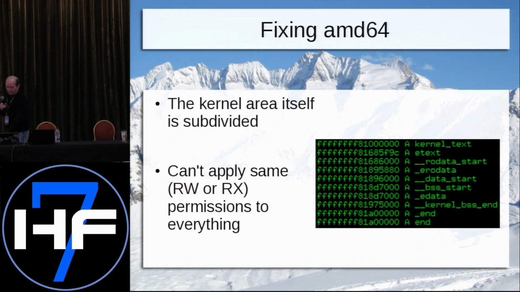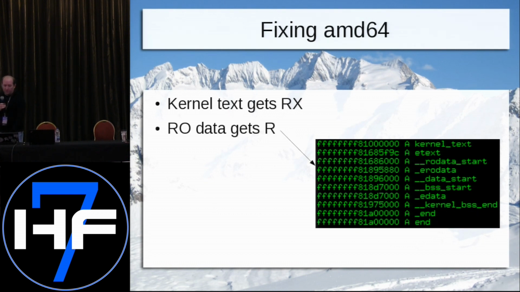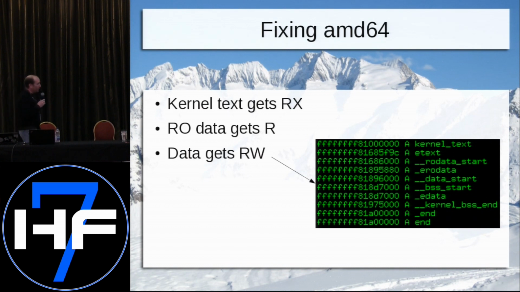So at the top, kernel text is going to get treated as readable and executable. There's no need for the OpenBSD kernel to write to its own code. The OpenBSD kernel does not do self-modifying code. So the text, which is the code, gets readable and executable permissions. Read-only data, obviously, gets read-only permissions. Not executable, not writable. Data, obviously, gets read-write, but not execute. There's no reason for the OpenBSD kernel to be executing data. That's a bug.